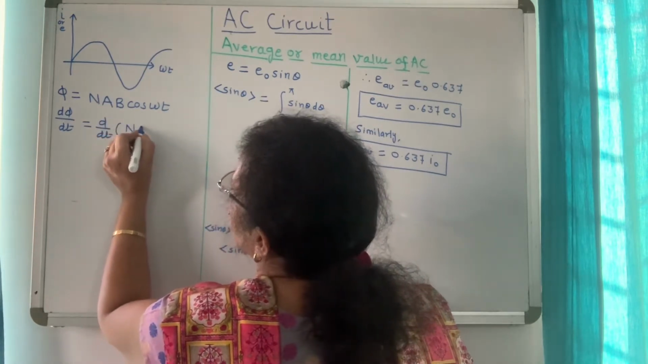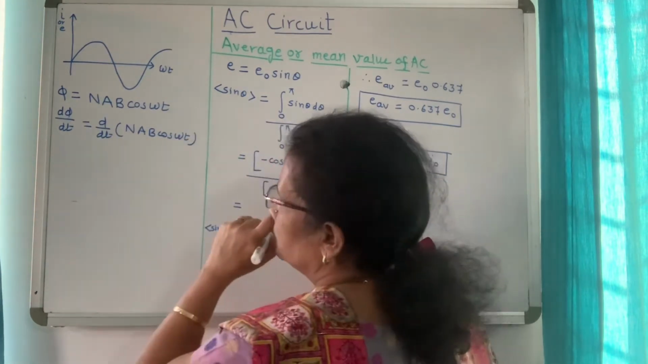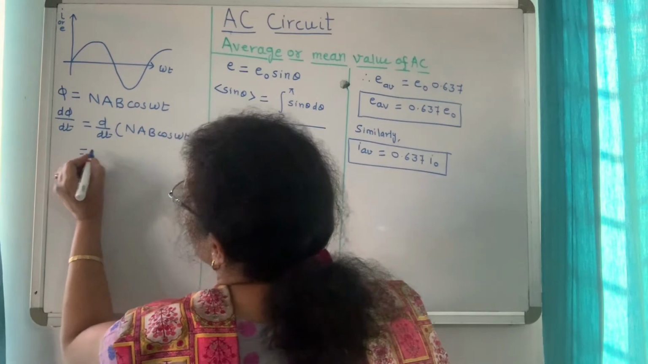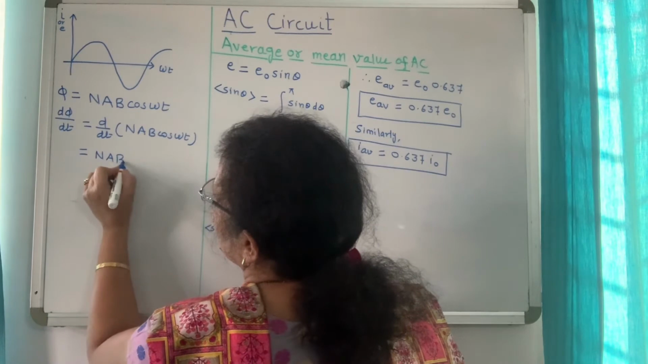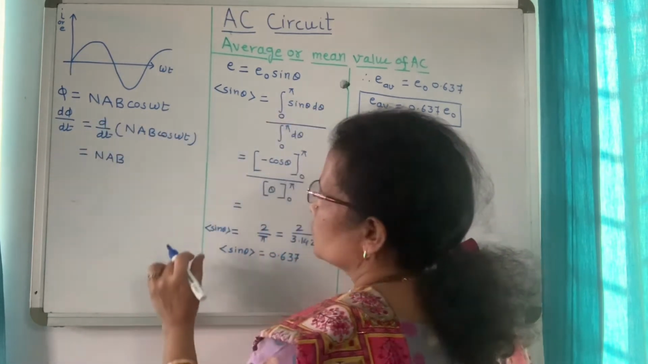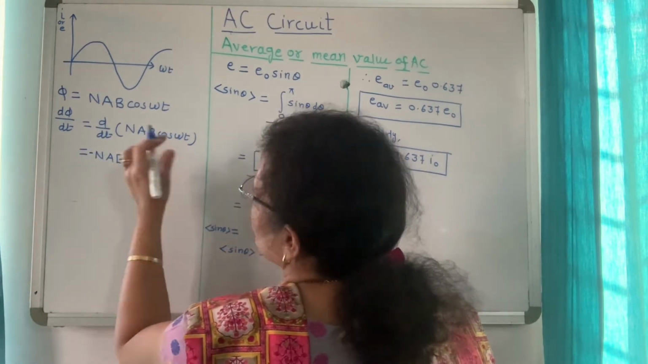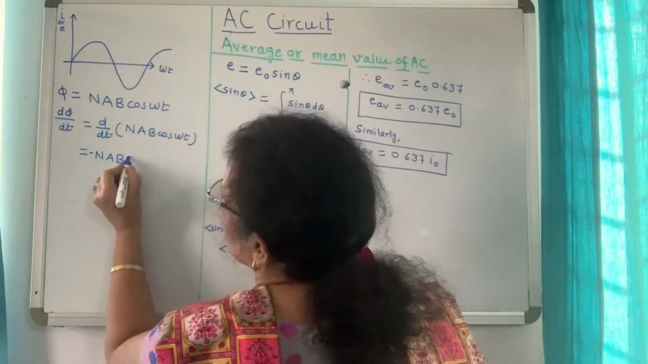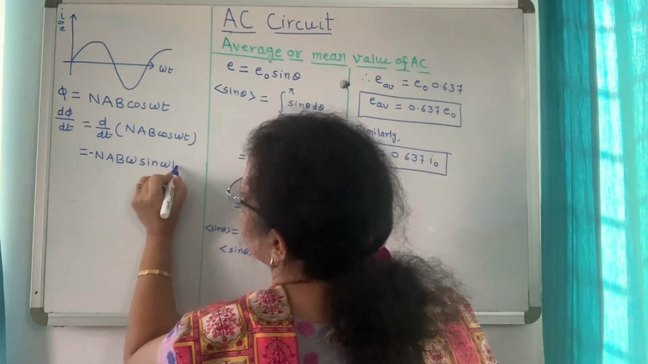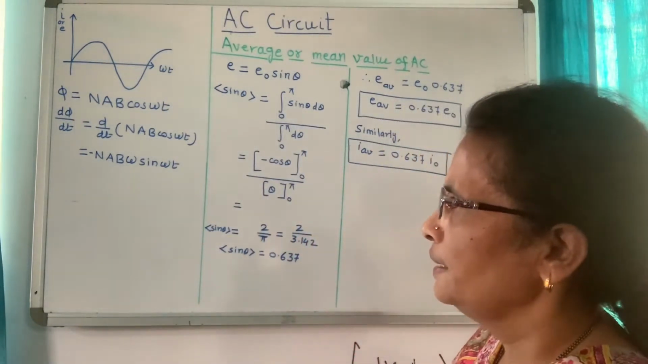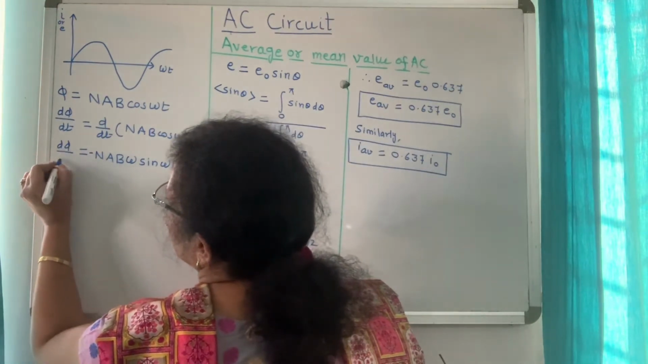NAB cos omega t. Now differentiation of this: NAB are the constant quantities, number of turns, area and magnetic field. Differentiation of cos omega t is minus sin omega t, so a minus sign will be there. Omega is constant, which is called the angular frequency. I will write omega outside, omega sin omega t. So minus NAB omega sin omega t is the differentiation, equal to d phi by dt.